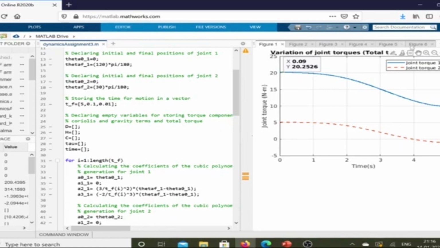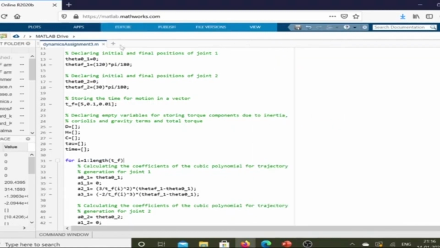So I'll just close these figures. Figure 6 is closed, 5 is closed. So what we have done is we have changed theta 1 from 0 degrees to 120 degrees, theta 2 from 2 degrees to 30 degrees, and my time of travel is 5 seconds. Let's not put 5 also, let's put 1 second, 0.1 second, and 0.01 second.